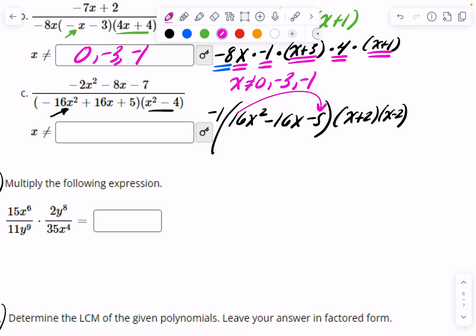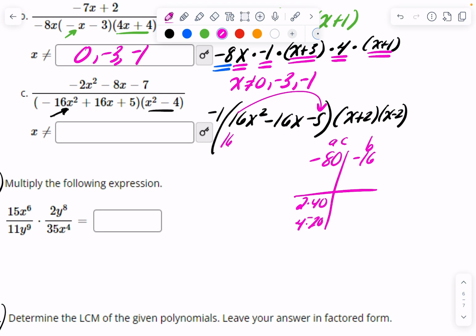16 times 5 is 80. What multiplies to be -80 and adds up to be -16? Okay, 80 divided by 2 is not it, obviously. 2 times 40 isn't 16. 80 divided by 3 is a decimal. 80 divided by 4 is 20. That's it. 4 times 20.